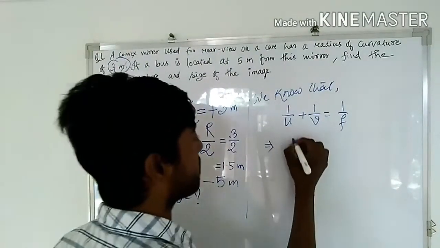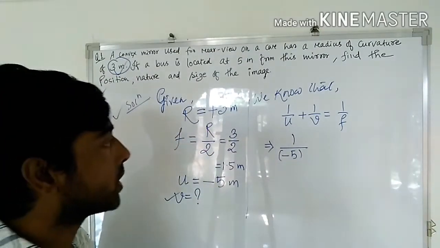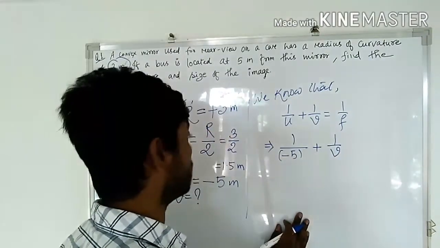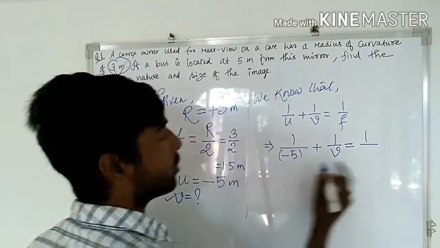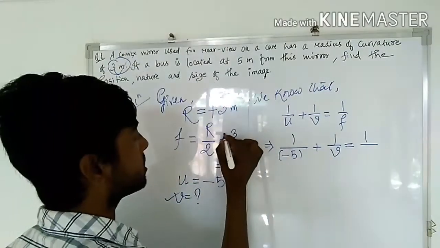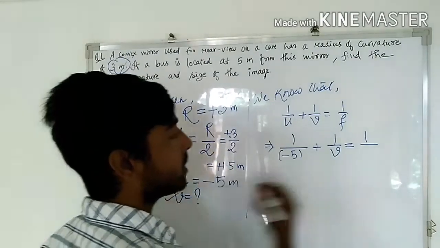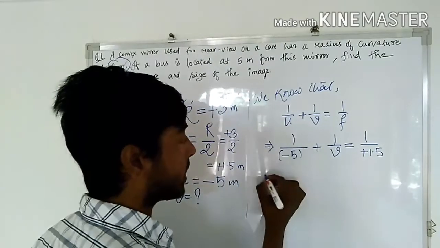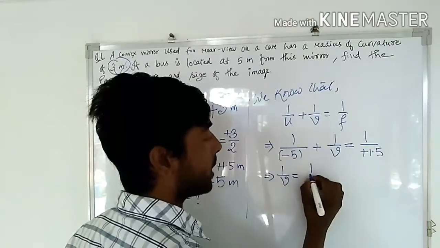1 by U means 1 by minus 5. Clear? 1 by minus 5. And what else? 1 by V. I don't know the value of V, we need to calculate it. And 1 by F. F value is how much given? 1.5, and that is plus. So plus 1.5. Clear?